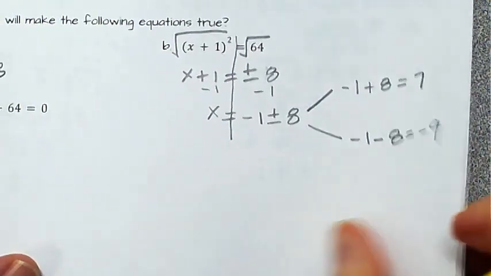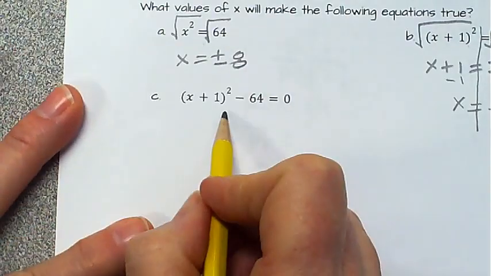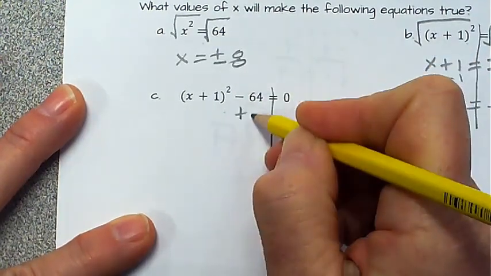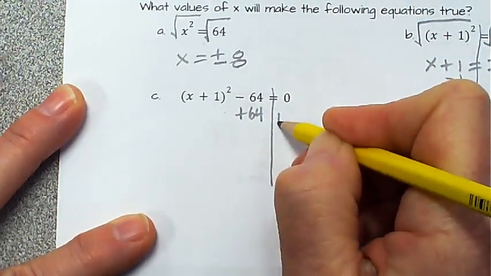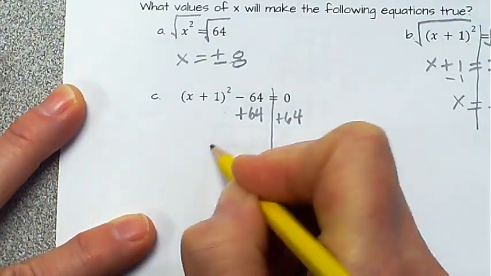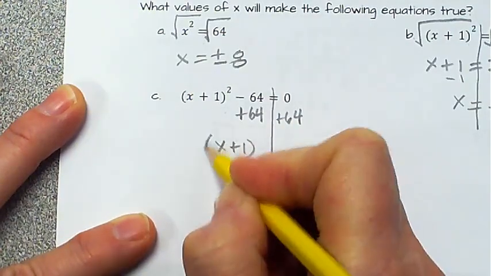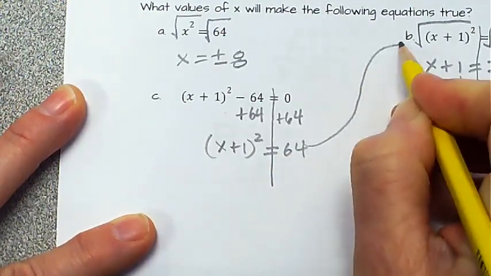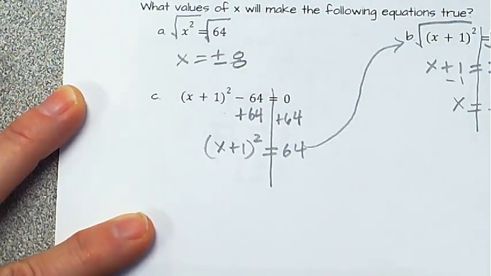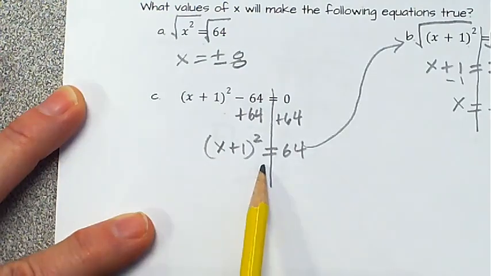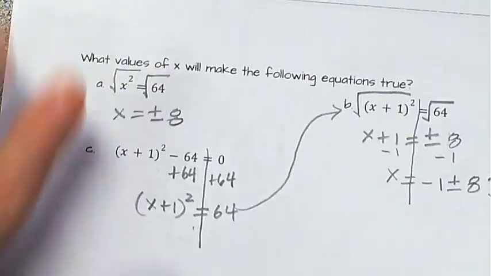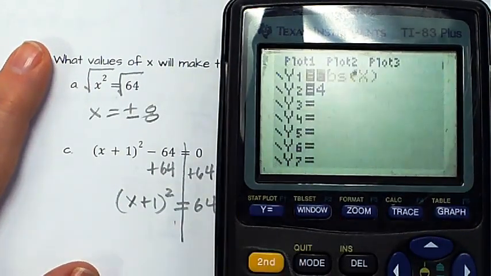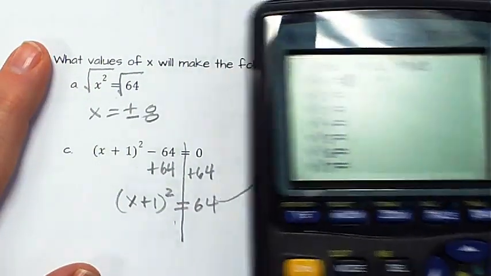Okay, here, if I'm getting x by itself, I'm going to add 64 to both sides, which is going to give me x plus 1 squared equals 64, which is the same thing I started with right here. So we don't need to keep going because we already solved it. If you wanted to check it, you could put this equation in the calculator.